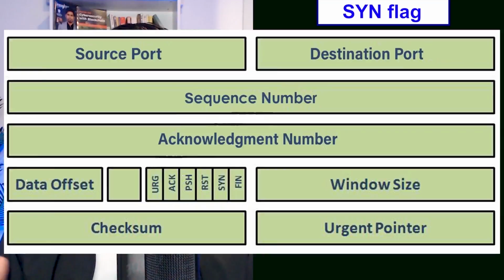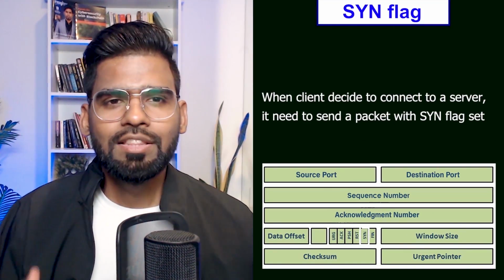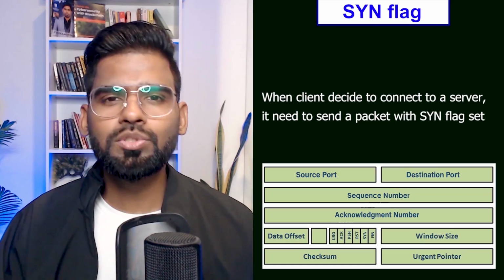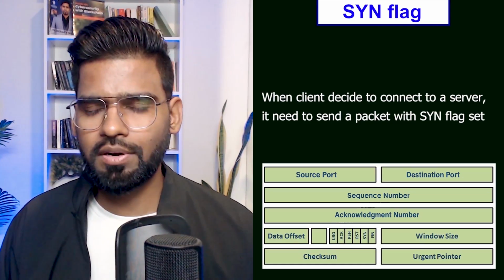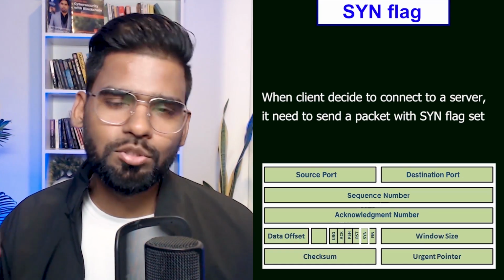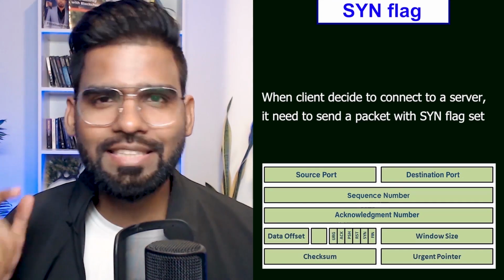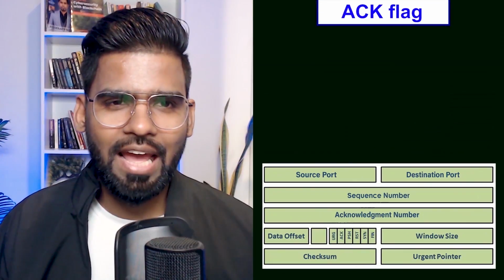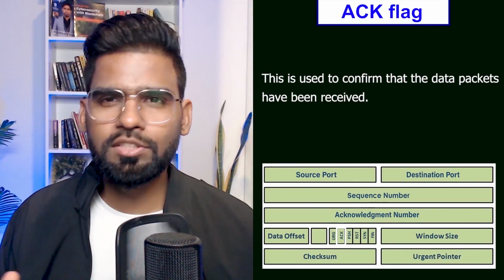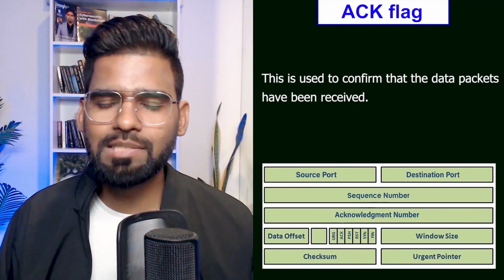First is the SYN flag. This is the synchronize flag. This is basically a request to synchronize the sender and the receiver. When the client decides to connect to the server, it needs to send the packet with the SYN flag set. Second is the ACK flag. Now this is an acknowledgement. This is to confirm that the data packet has been received.